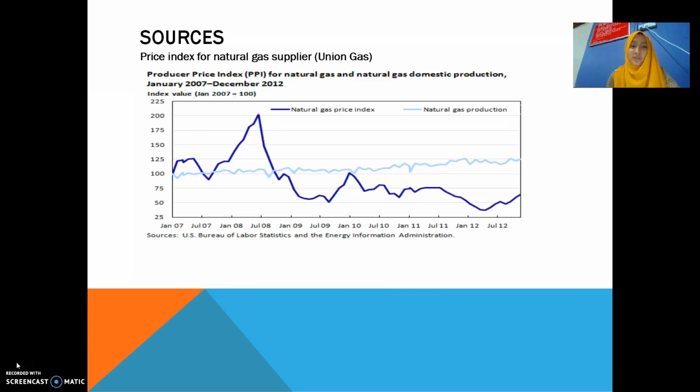So I'm going to talk about sources. This is the price index for natural gas supplier. For information, our supplier is Onion Gas. According to the graph, you can see that natural gas production is maintained over the years, but the natural gas price index always fluctuates over the years.